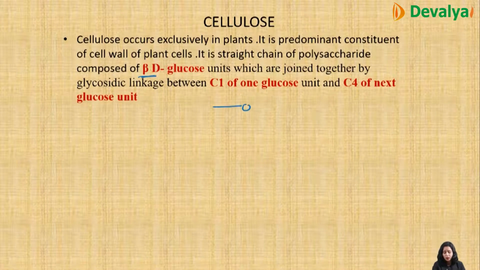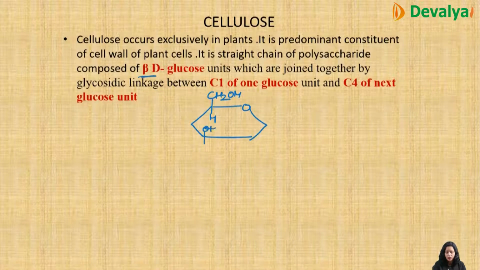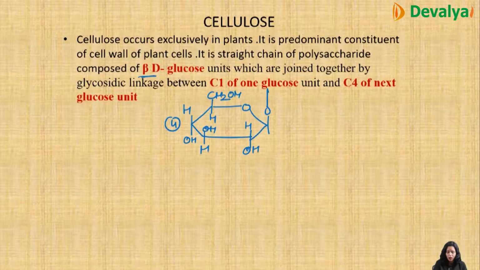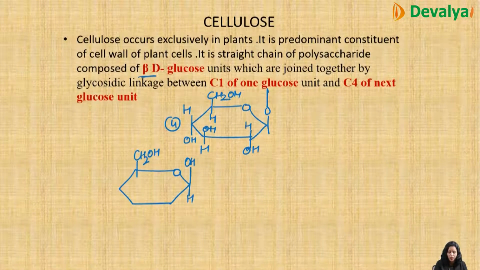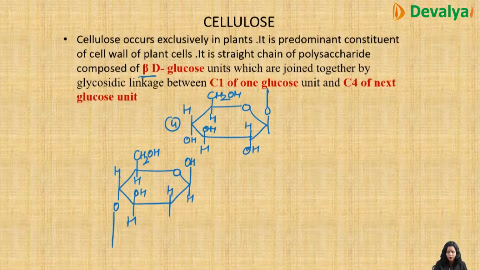Now to draw the structure, first of all one beta D-glucose unit we will make: CH2OH, H. Now OH, H, H, OH. Now we'll draw it like this, so that the chain is continuing. This is H and OH. This is carbon 4. Now we'll draw the second unit in such a way that carbon 1 is coming exactly there, and because it is beta, OH on the upper side, then CH2OH, H, H, and we'll write like this, the chain is continuing on this side, OH, H, H and OH.